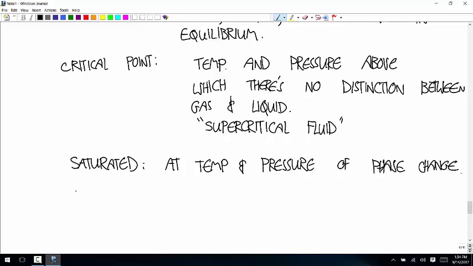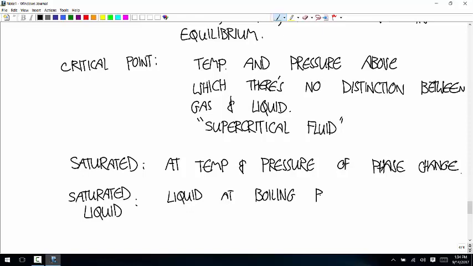So a saturated liquid is liquid at the boiling point. And a saturated vapor is vapor at the condensing point.